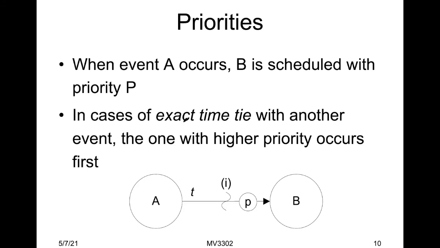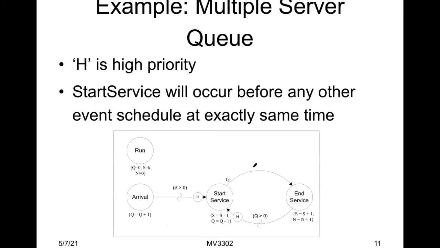So again, and this is actually kind of the final piece of the methodology. If there's a little circle on the event scheduling edge, in the case of an exact time tie with another event, the one with the higher priority occurs first. That's just a way of making sure that certain events happen before others.